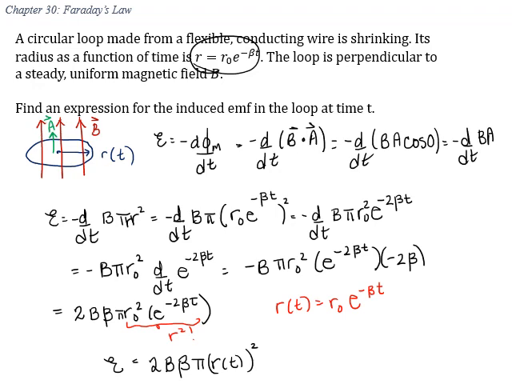If you wanted to, you could think about what happens as t goes to infinity. So what happens after a long time? If t goes to infinity, our radius goes to 0 because r depends on e to the minus beta t, so that goes to 0. If r goes to 0, then the induced EMF goes to 0. And that kind of makes sense. If your loop shrinks to the point that it disappears, it's no longer going to have a potential difference.